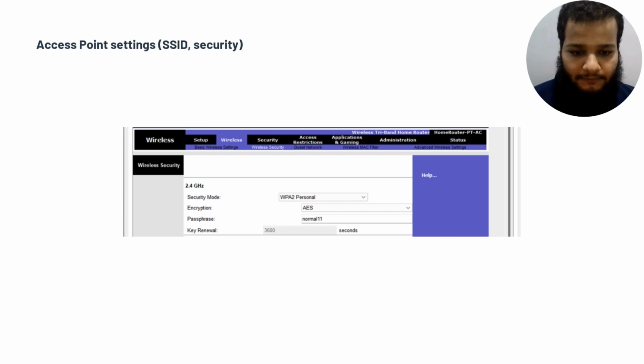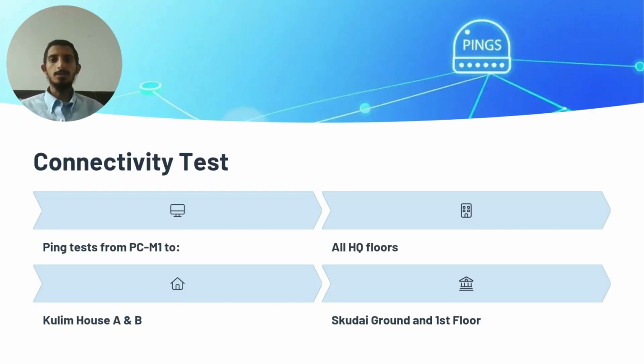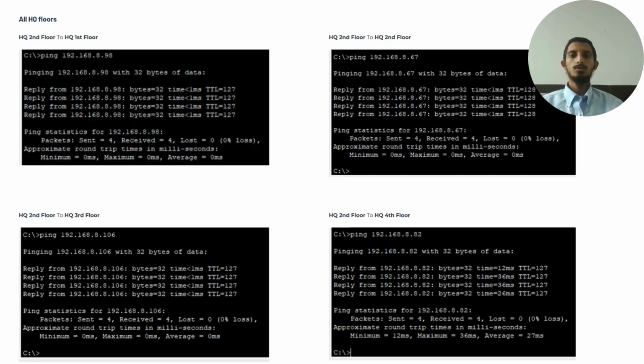Hi, I am Faisal, and here we are going to do the connectivity test. We are using in this part device PC1, which is in the headquarter of the second floor, to do the testing on all floors of HQ and on Klang House A and B, and on Skudai ground floor and the first floor. The pictures here show that we are using ping command followed by the IP address of the device that we are testing.